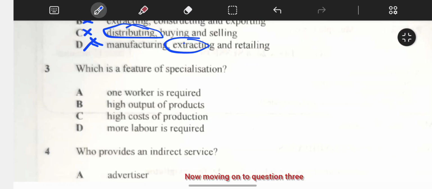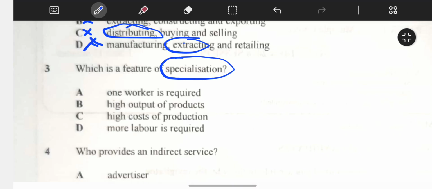Now moving on to question 3, it reads, which is a feature of specialization? Here we have a keyword, which is specialization. Specialization is when labor is divided and workers focus on the parts where they are good. Take for example, at a school, a teacher can be only teaching mathematics because he is good in mathematics, and other teachers will be teaching combined science and even English. Why? Because they will be good at those subjects. So in specialization, a worker will be focusing on the parts or the subjects that he is good at.